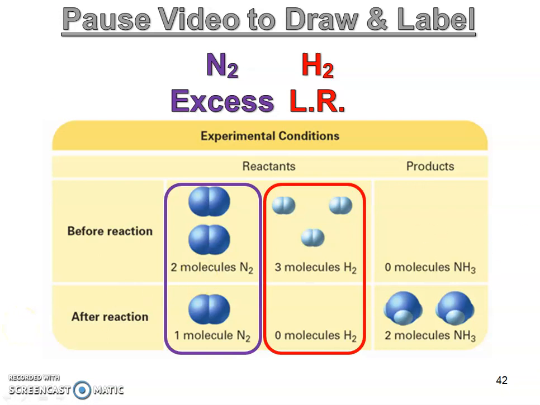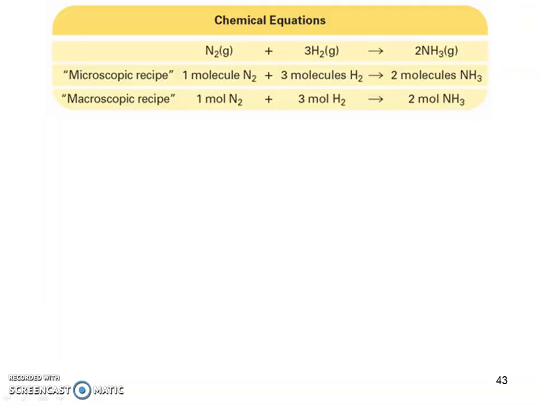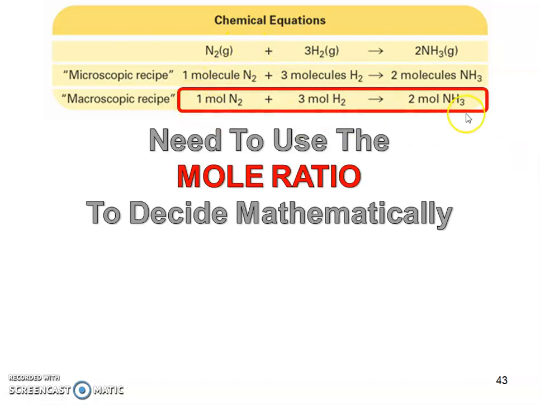All right, so hopefully you did that. Going back to the chemical equation, this is our normal chemical equation, and we're now going to focus on that mole ratio. That mole ratio is going to help us decide mathematically which reactant is going to be our limiting reactant. And of course, then the other one is the one in excess.